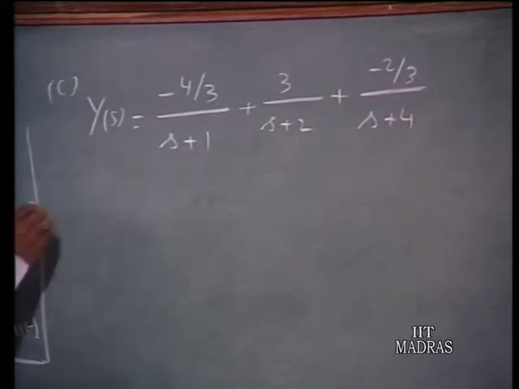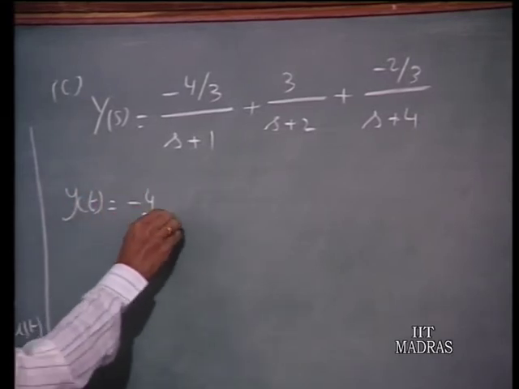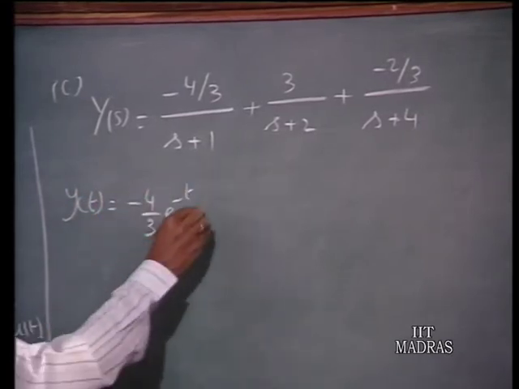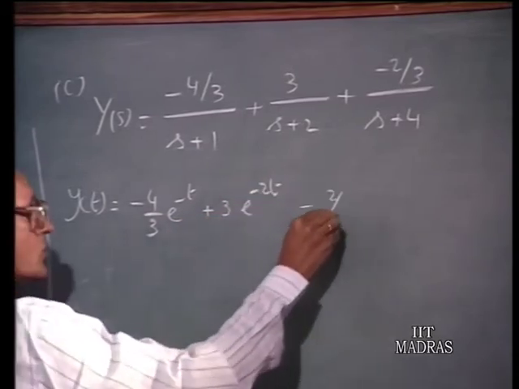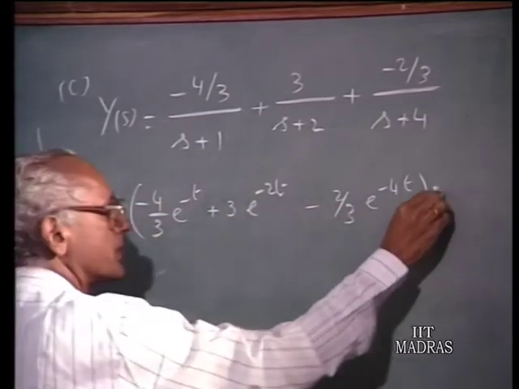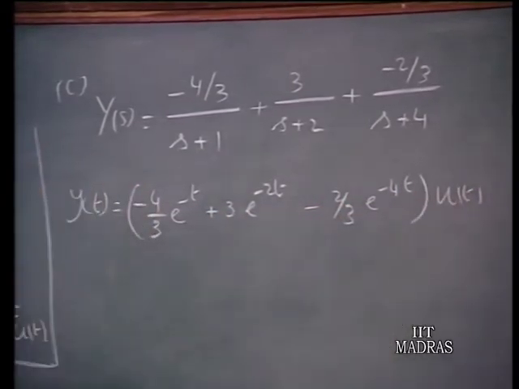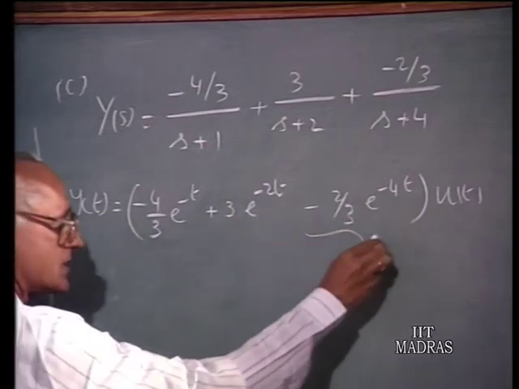So, y(t) will be minus 4 by 3 e to the power of minus t, plus 3 e to the power of minus 2t, minus 2 by 3 e to the power of minus 4t, times u(t). The input is e to the power of minus 4t, and the output containing this term e to the power of minus 4t, this is the forced response.